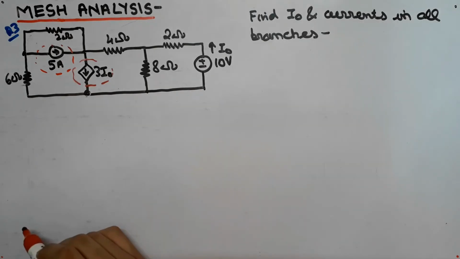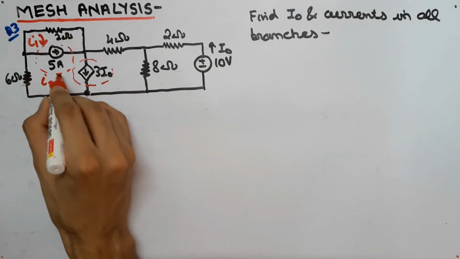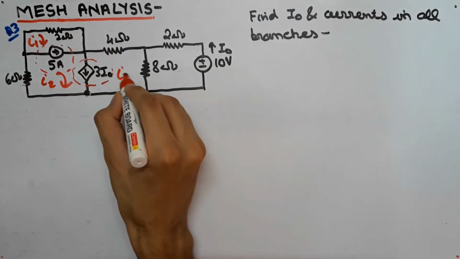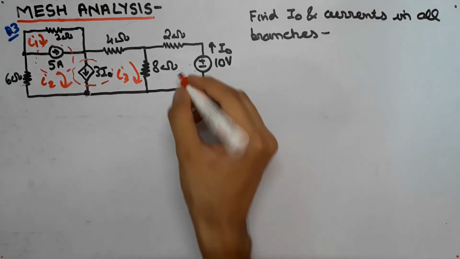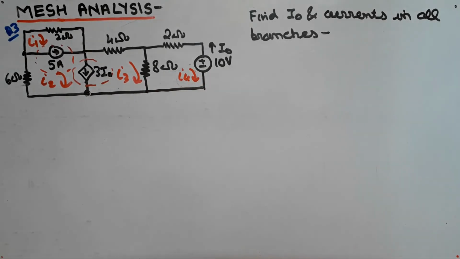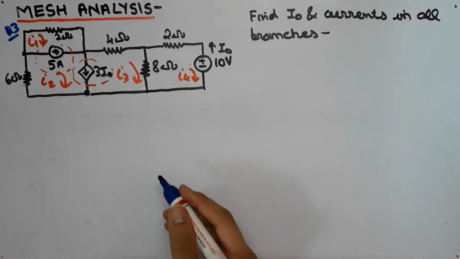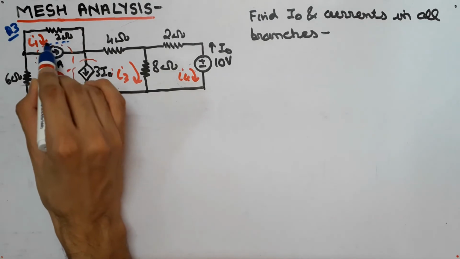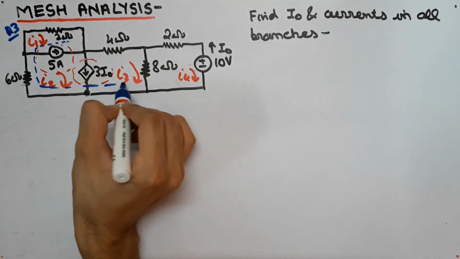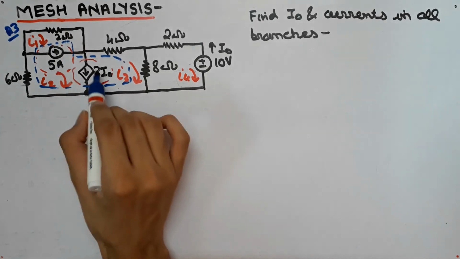So now we are going to assume current in each branch, that is in each loop. That is, I1 will flow in here, I2 will flow in this loop, I3 will flow over here. Similarly, I4 will flow in here. Now as we know, we have two super meshes in this circuit, so we will combine them to form one super mesh. That is, we will consider this circuit first. And we will not include any currents in these two branches.